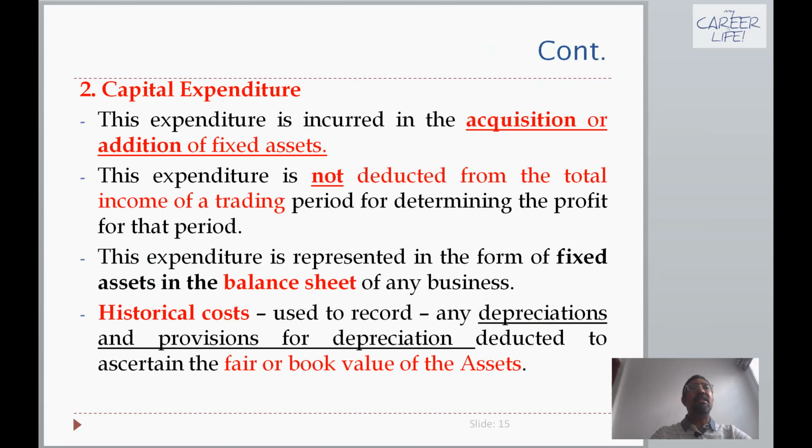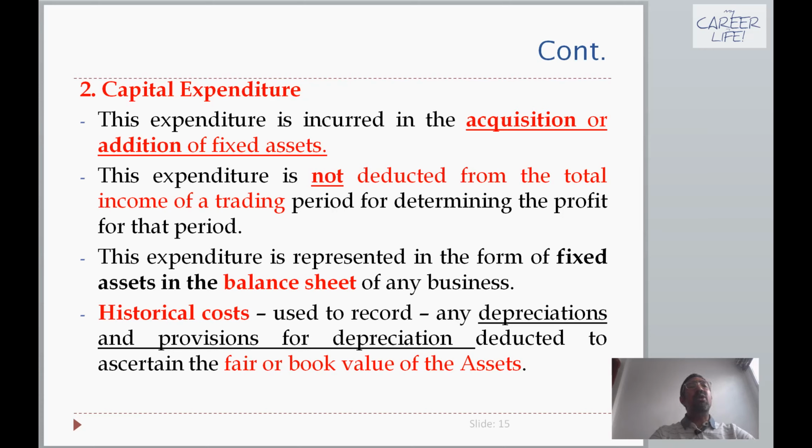Then on the other hand, we have capital expenditure. Capital expenditure here is incurred in the acquisition or purchase of the fixed assets. Remember last time we discussed fixed assets. Fixed assets are acquired not for resale purposes but for smooth business operations. This expenditure is not deducted from the total income of a trading period for the purposes of determining our profits. Rather, this expenditure is represented in the form of fixed assets, as you have seen in my previous video, and it is shown in the balance sheet.